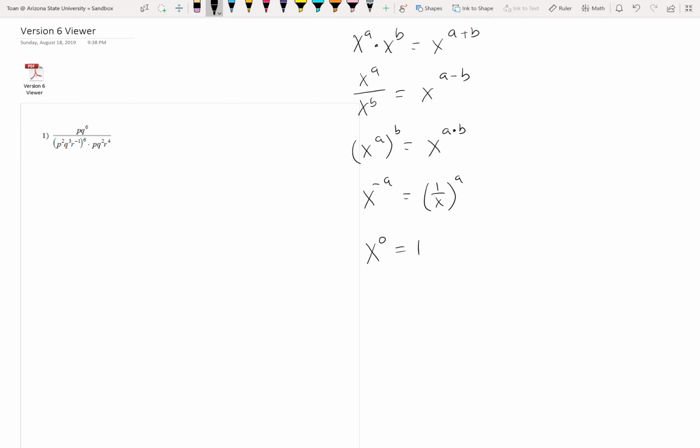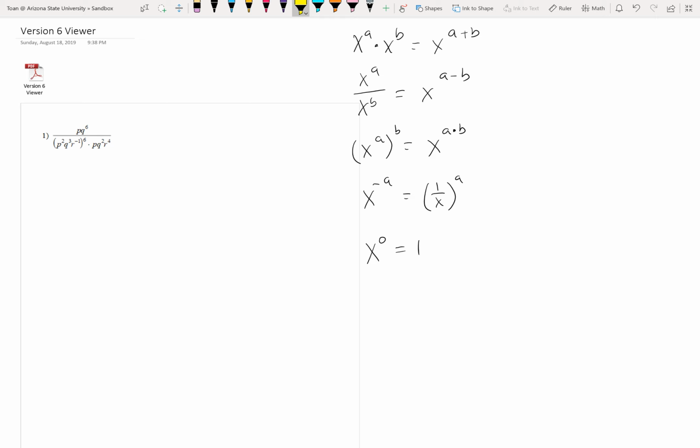So question number 1 was basically a properties of exponents question, and it's sort of a you either know it or you don't know it kind of thing. If you don't know it, you probably couldn't do problem number 1 or number 2, and that's an issue. We need to know our properties of exponents.